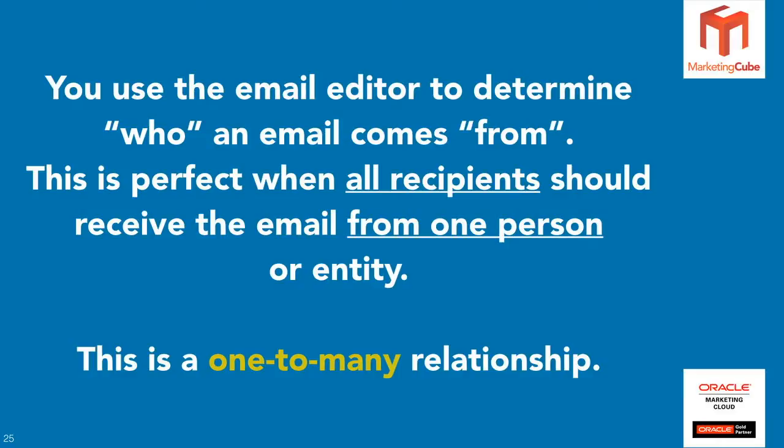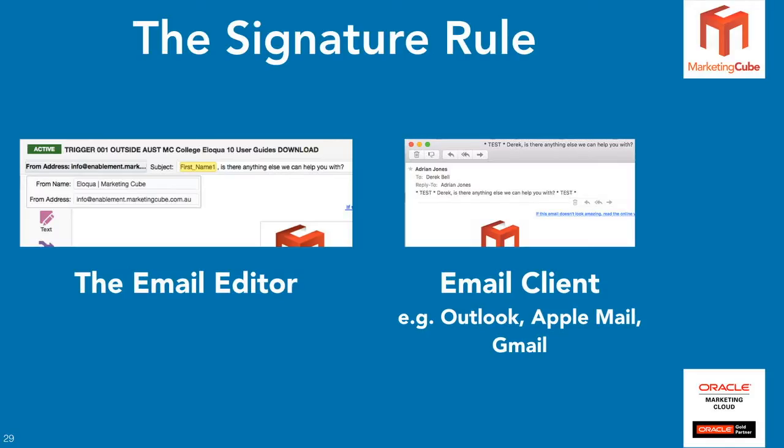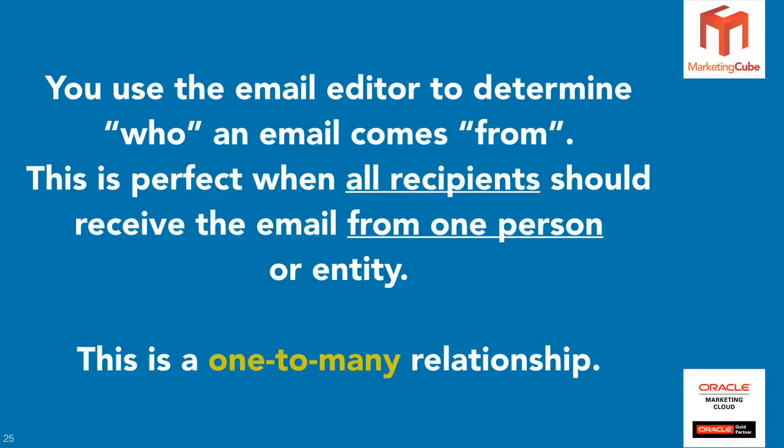When you build an email in Eloqua, up in the top left-hand corner of the email editor itself, you will see this type of construct: the from name and the from address. That works perfectly where you have a single email coming from one person within your organization to many people. It's perfect when all recipients should receive the email from one person.